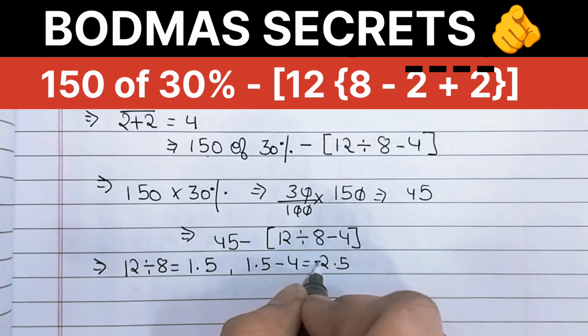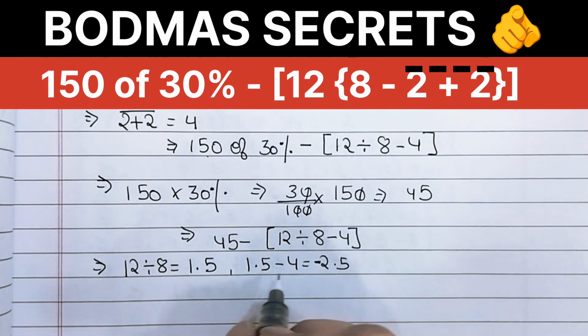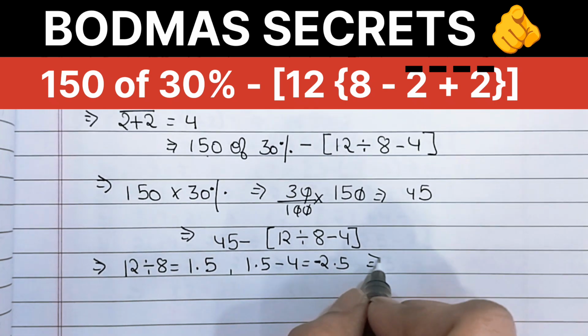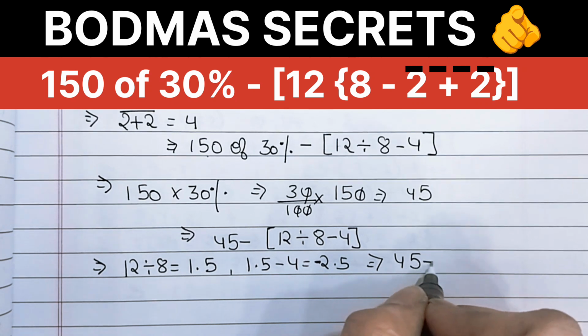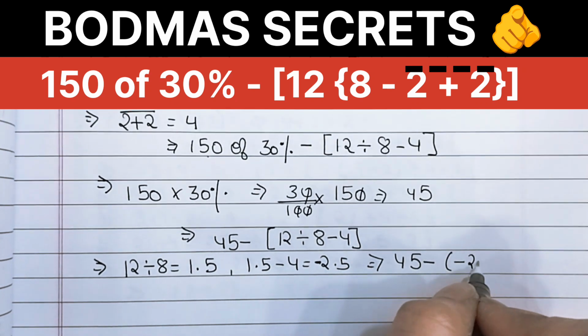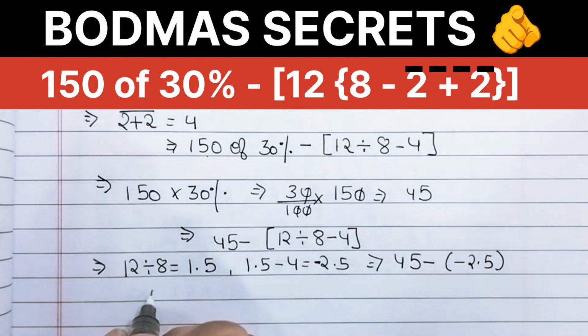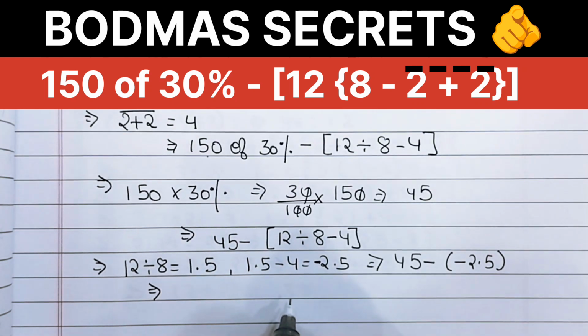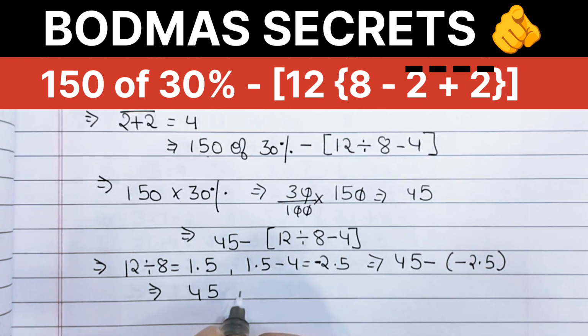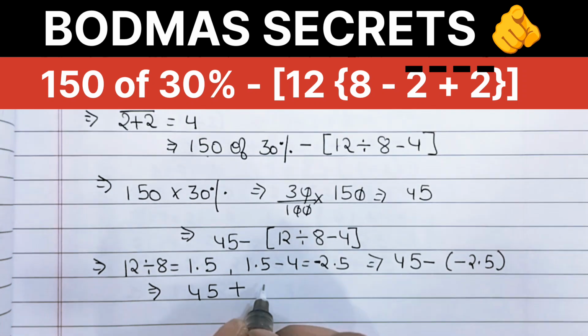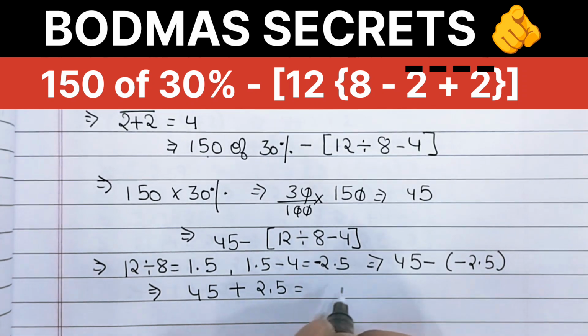But after that we put the sign of minus because 4 is the larger digit. Now the expression becomes 45 minus 2.5. Now final subtraction. Subtracting the negative number is the same as adding. Now 45 minus, we get plus 2.5, and the result is 47.5. So this is the final correct answer.